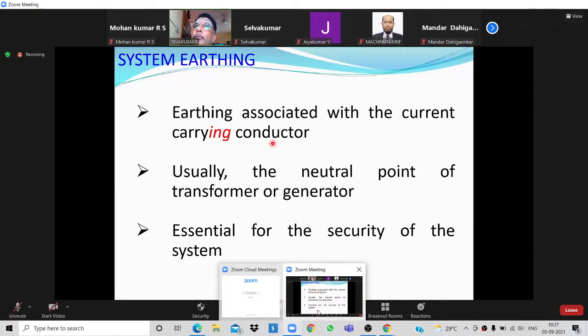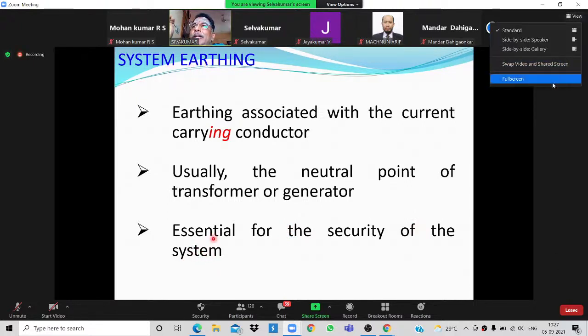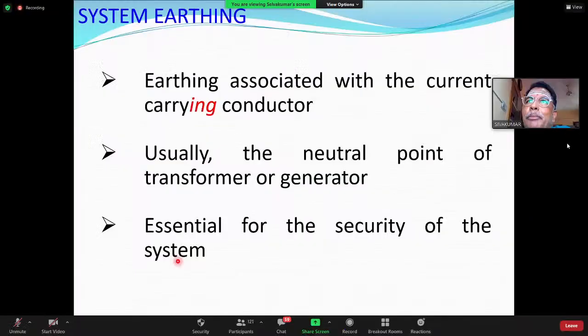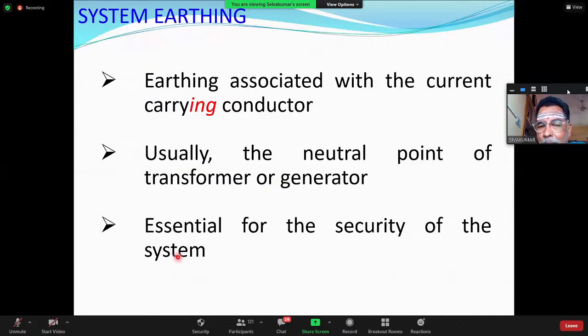Here the system earthing objective is to protect the system. That means security of the system: it should ensure continuity of power supply to the healthy parts. It should isolate only the faulty portion. It should protect the equipment. It should protect the property. The objective for system earthing is security. Security means continuity of supply to healthy parts, limiting damage to the equipment, limiting damage to the network or system. This is the objective here.